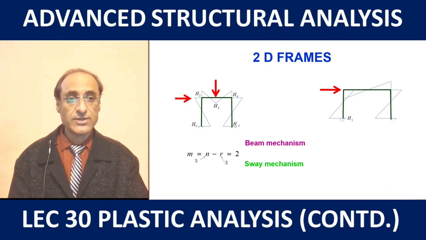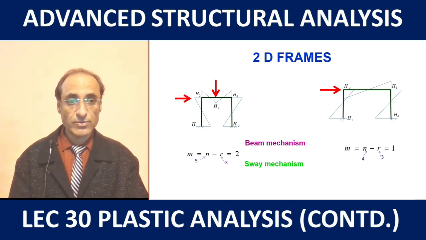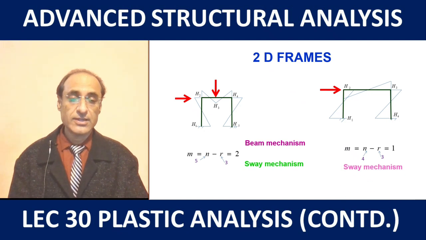On the other hand, when the frame is under only horizontal load, in this particular scenario we have 4 possible hinge locations. As a result, calculations show that there is only one possible mechanism, and that is the sway mechanism. Now let's see these mechanisms in detail.